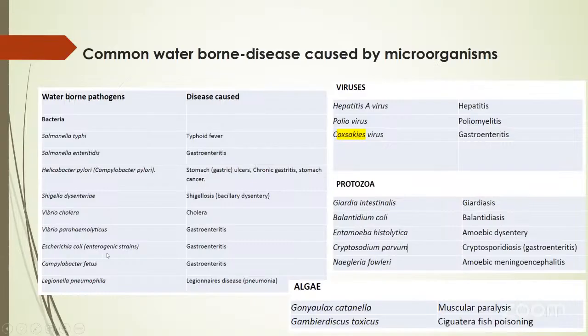Then Escherichia coli, that is the enterogenic strains. It is not all Escherichia coli that are pathogenic. They cause gastroenteritis. Then we have Campylobacter fetus that can cause gastroenteritis. All right, for the viruses, they are very, very serious organisms that cause terrible, very fatal diseases. Like hepatitis A virus can cause hepatitis, a disease of the liver. It destroys the liver, and if not taken care of, can cause liver cancer.